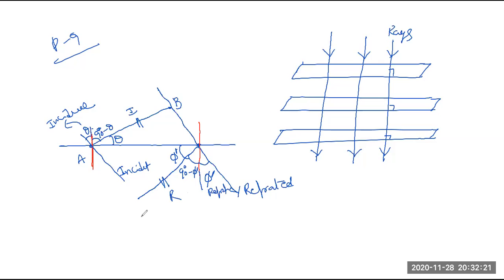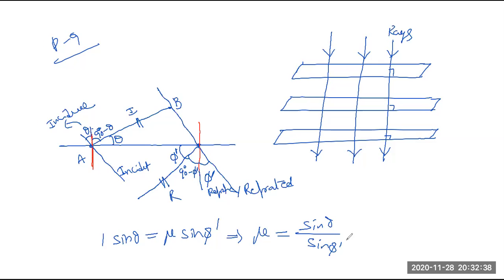Now apply Snell's law. In the air medium, it is 1, that is sine theta. In the medium, it is mu, that is sine phi. So from here, I need the mu. That implies mu is equal to sine theta divided by sine phi. So this is the answer for the refractive index.